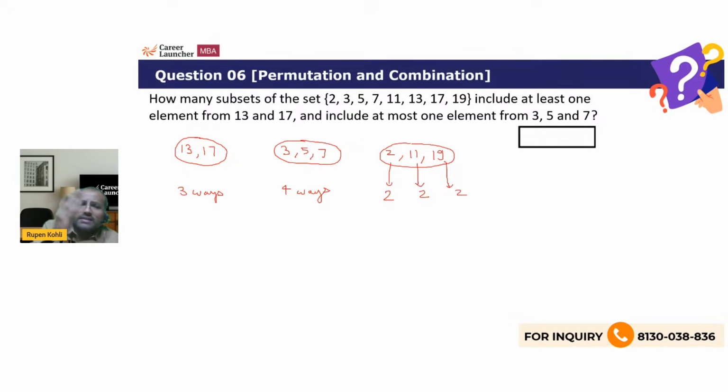So overall our selection process is divided into these sequential selection processes, right? So therefore 3 ways into 4 ways into 2 ways into 2 ways into 2 ways, 96 ways, right? 3 into 4 is 12, 12 into 2 is 24, 24 into 2 is 48, 48 into 2 is 96. Total ways 96 that you can do your selection.